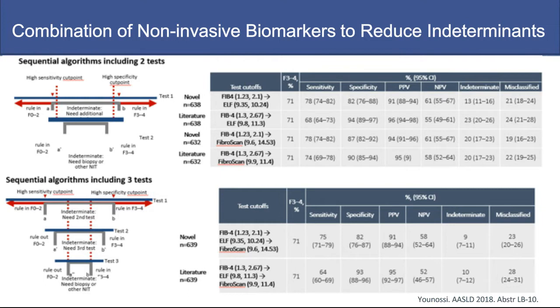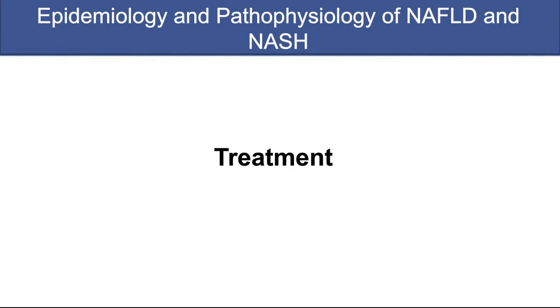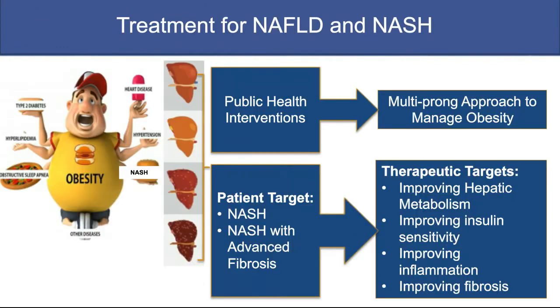Now, let me spend 5 minutes on treatment of non-alcoholic fatty liver disease. In this context, it's important, this disease is related to, of course, obesity, so there has to be a public health intervention that's multi-pronged to address the issue of obesity in the general population. As I mentioned, patients with NASH and advanced fibrosis are those that are at risk for mortality.